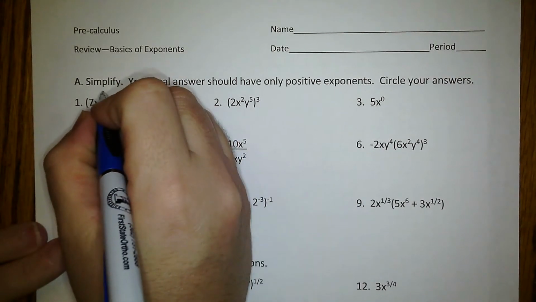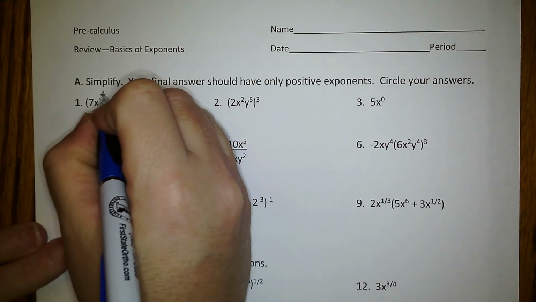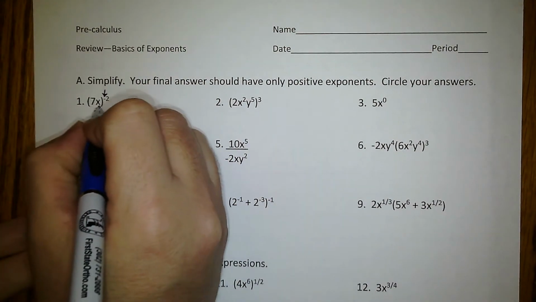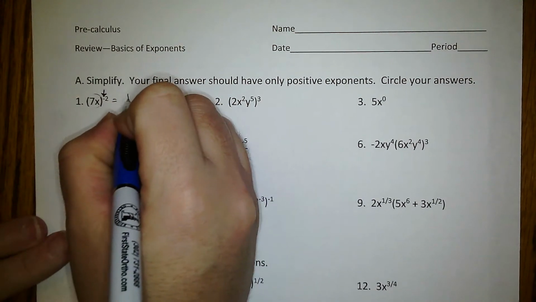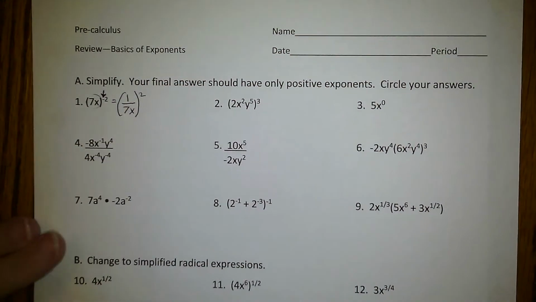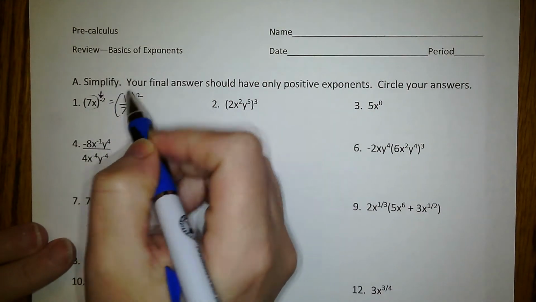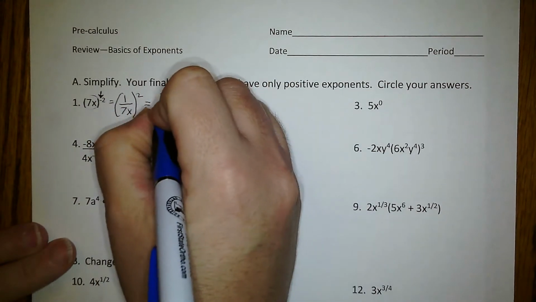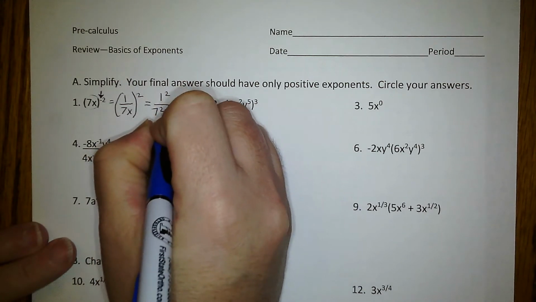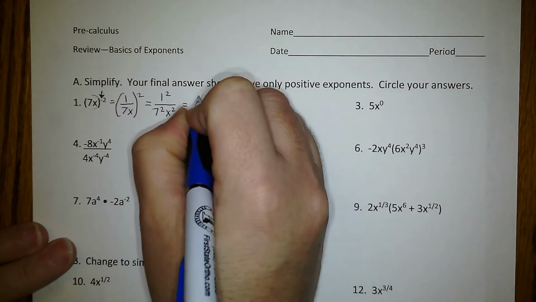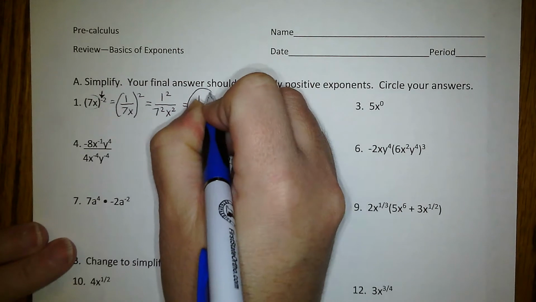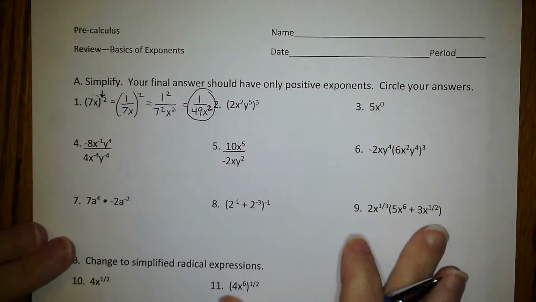In number one, the first thing you should notice is the negative sign, and that means that you have to do the reciprocal first. So I'm going to take the reciprocal of the entire inside. So that's going to be 1 over 7x all to the second power. Then don't forget that you got to square the top. So that would be 1 squared and square the bottom. So it would be 7 squared and x squared. Final answer, 1 over 49x squared. Make sure you circle your answer when you're done.